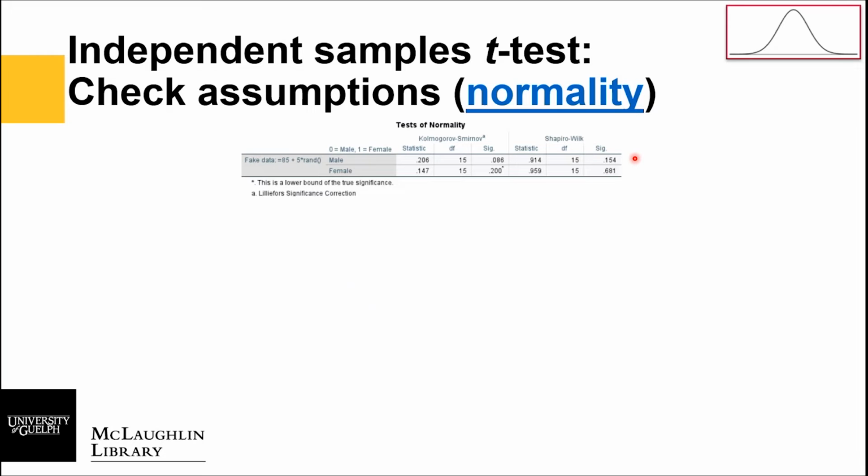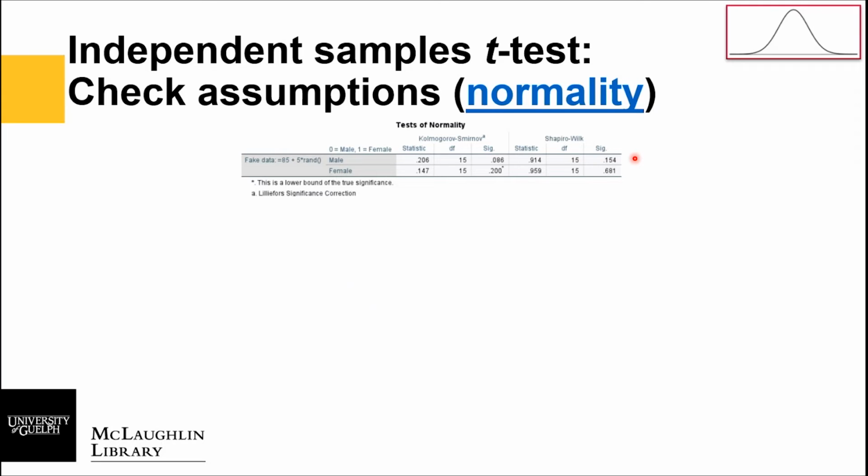Here, if p is less than 0.05 for either group, it means you have failed normality and you cannot use the independent samples t-test. Here, both of our p-values are greater than 0.05, which means we're okay. We have passed normality for both of our groups. We are allowed to continue with the test. That's how to check normality with a statistic.